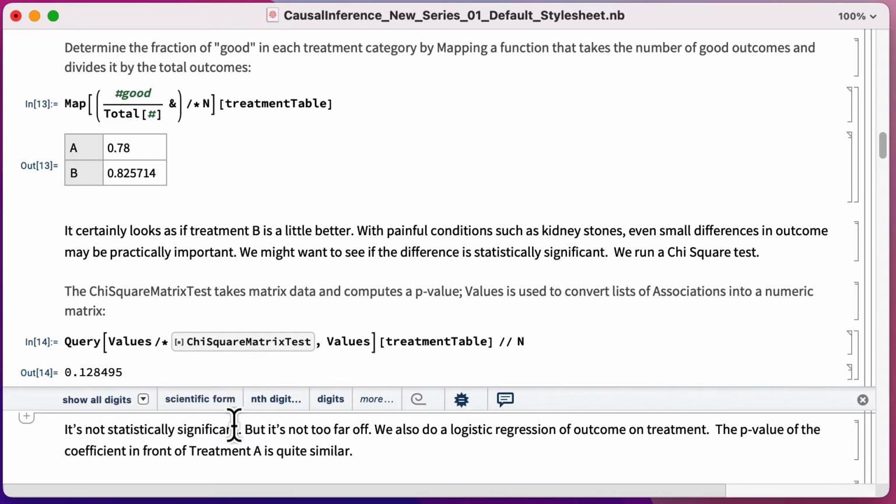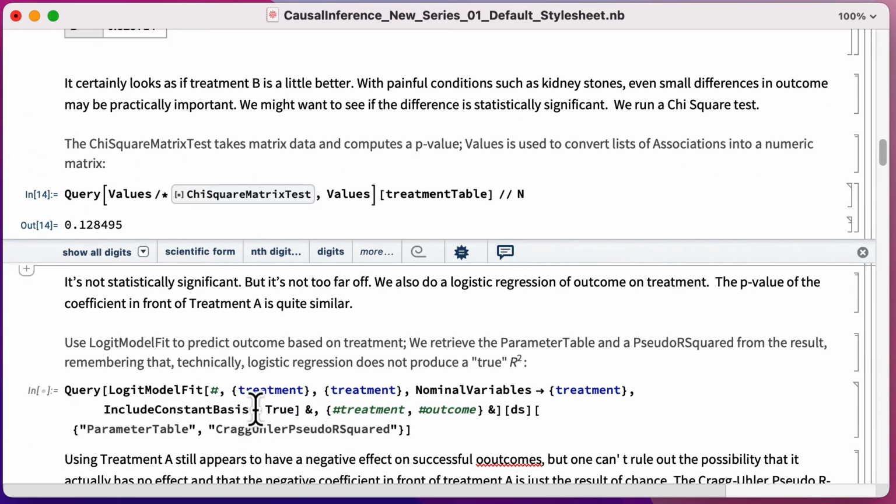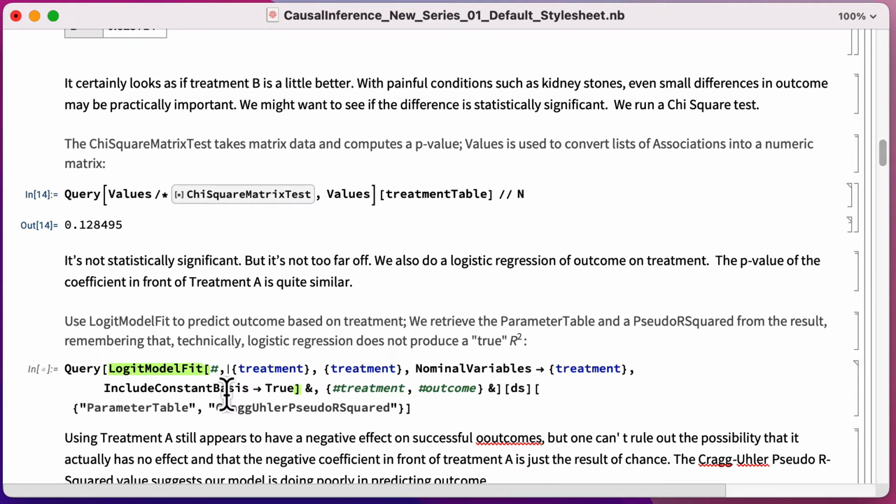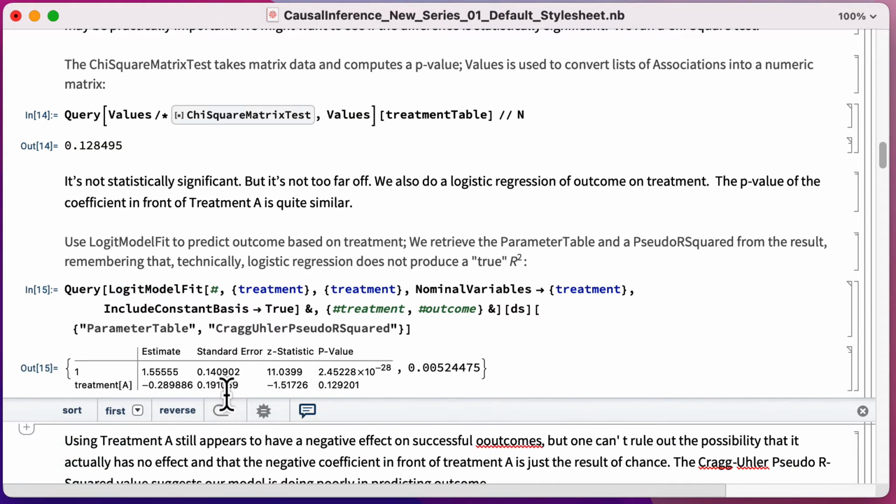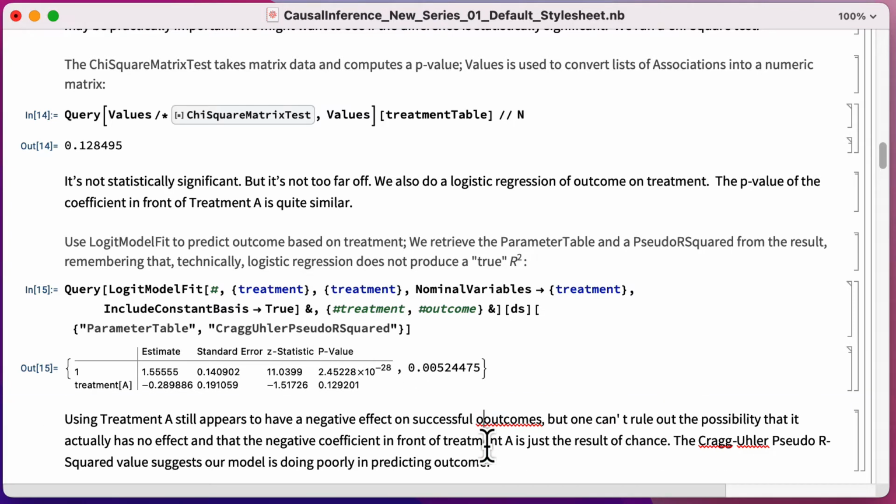The other thing we could do is do a logistic regression of outcome on treatment. Here's the form that we need. We need our 2 variables, treatment and outcome, and we're going to do a logistic regression here. Yes, you could do machine learning, all sorts of things that you now know how to do. And what you see is that the p-value using logistic regression is very similar. The other thing is that we're not really explaining too much of the variation in outcomes.